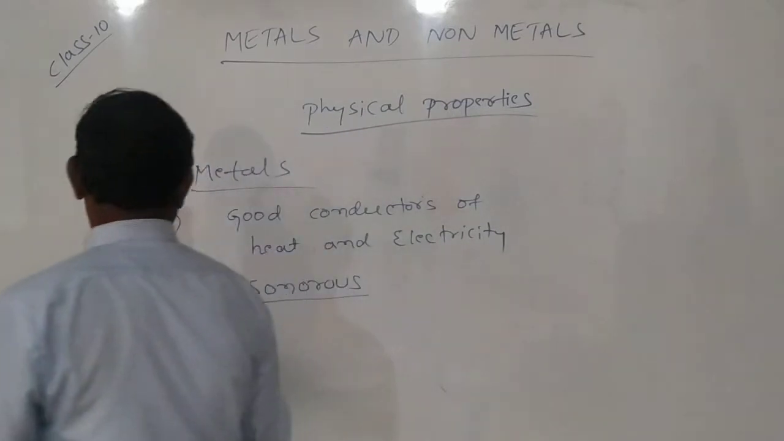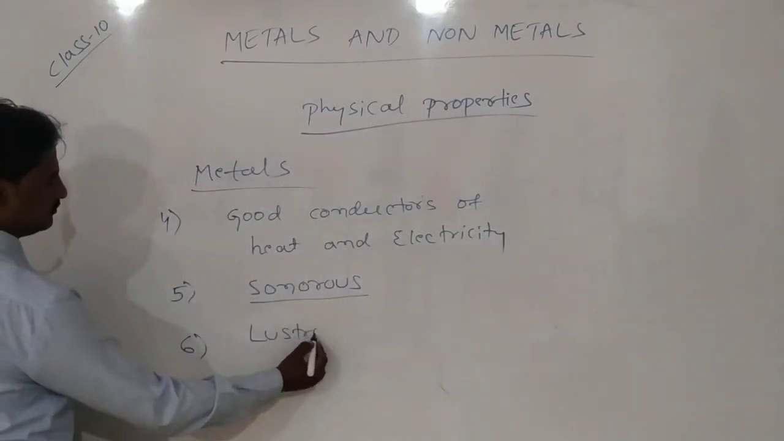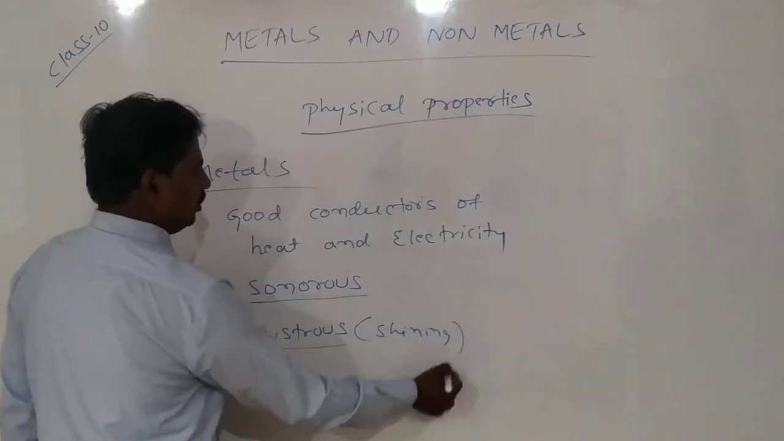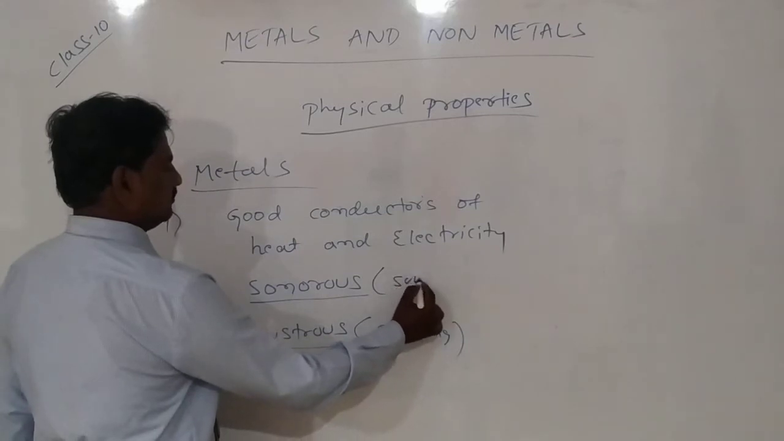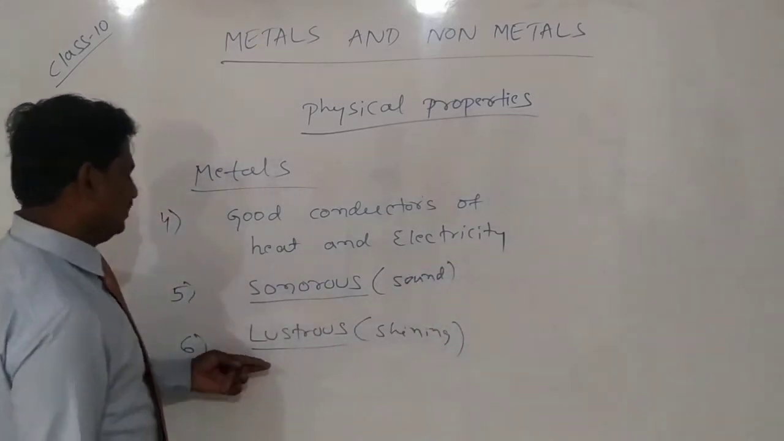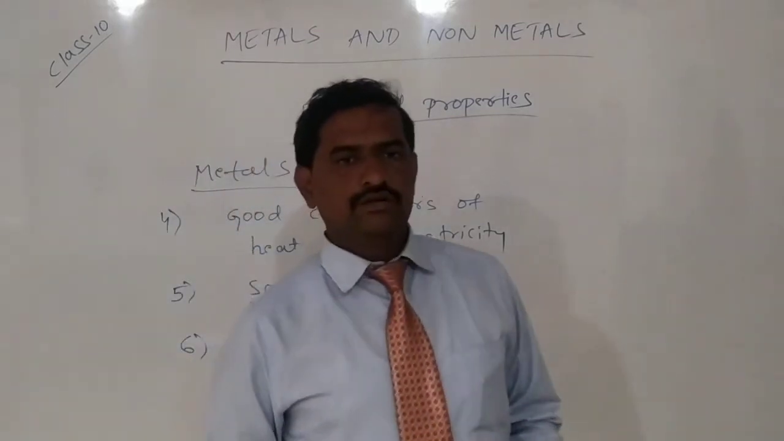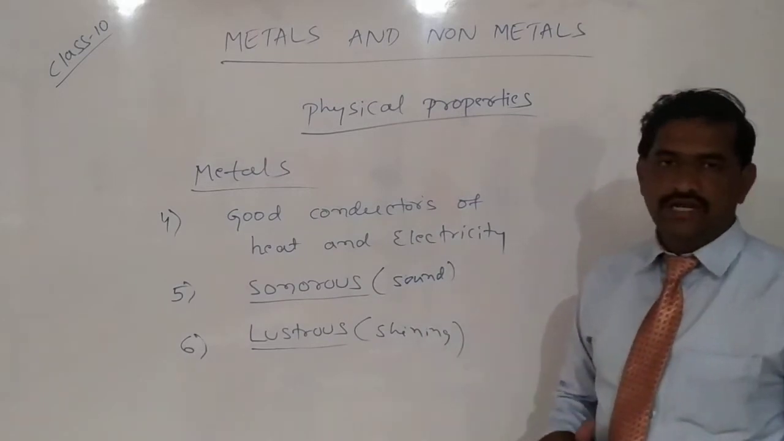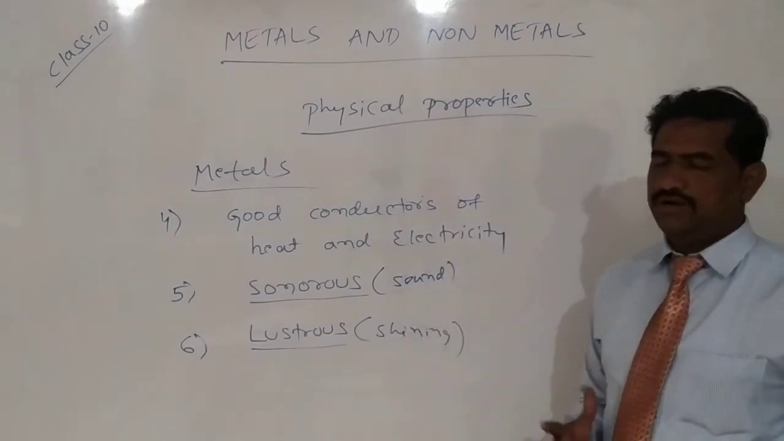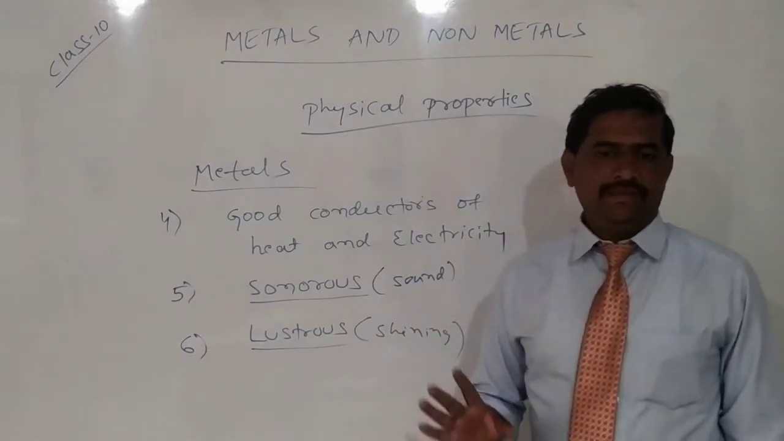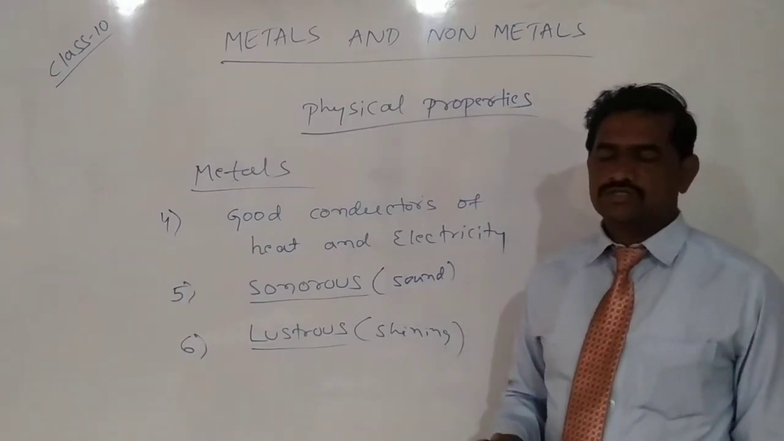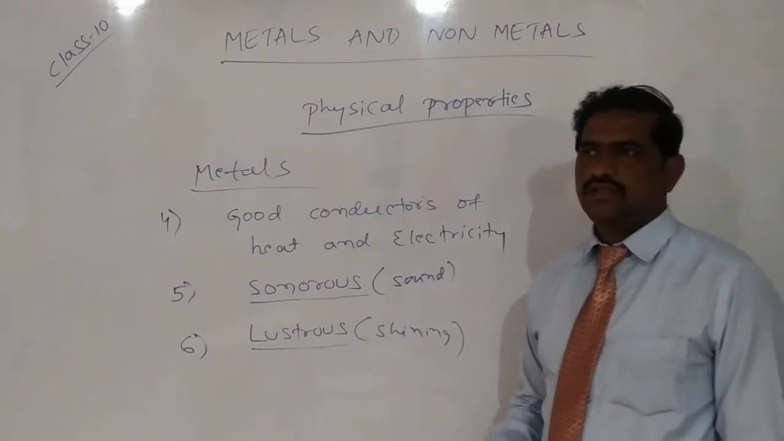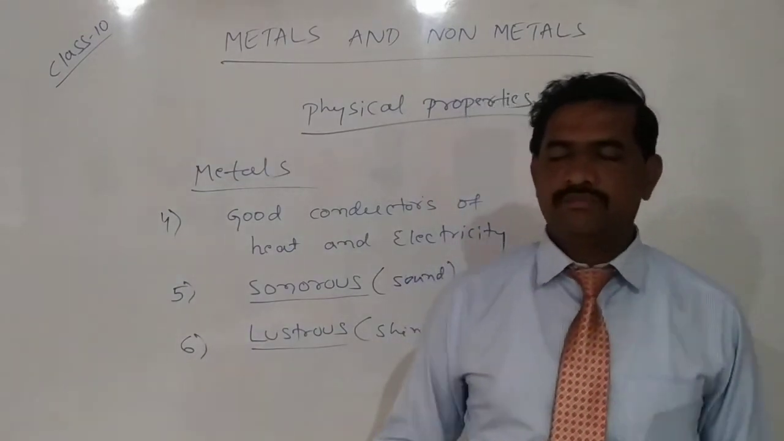The next property: metals are lustrous. Lustrous means shining. Almost all metals are lustrous. So sonorous means sound producing, and lustrous means shining. This is also one of the physical properties. To sum up, the physical properties of metals: metals are malleable, ductile, good conductors of heat and electricity, sonorous, lustrous, and solid at room temperature except mercury.